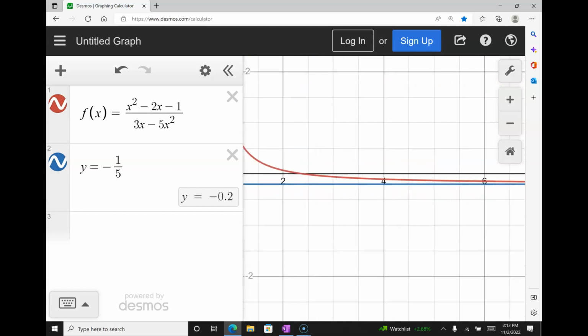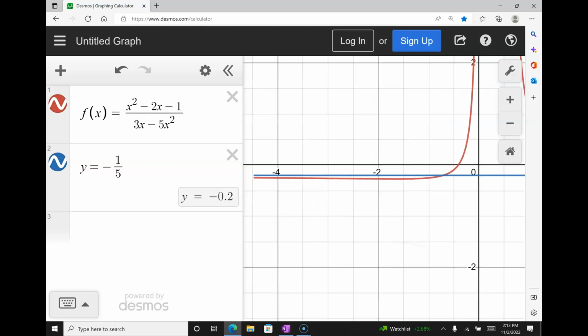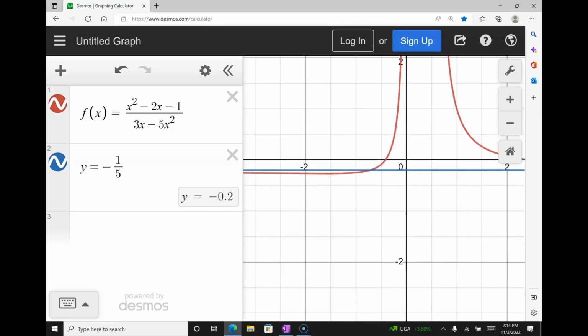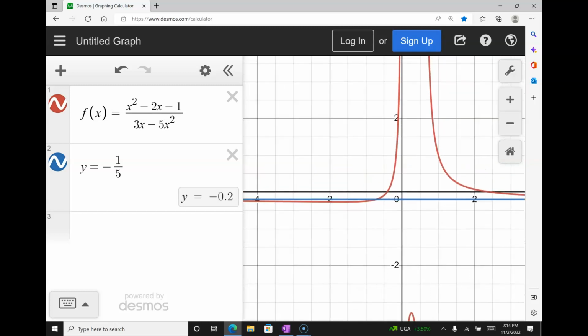function on the right is getting really, really close to that blue line from above. The function on the left is getting really, really close to that blue line, but from below. And you see, I can cross a horizontal asymptote near the origin, in the short run, I call it. So my red function crosses the horizontal asymptote in the short run, but not in the long run, not way at the ends. Does that help at all?